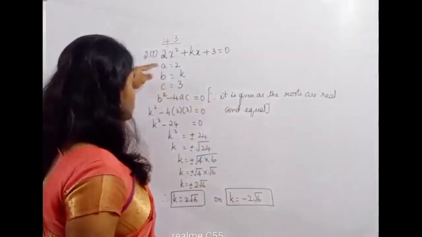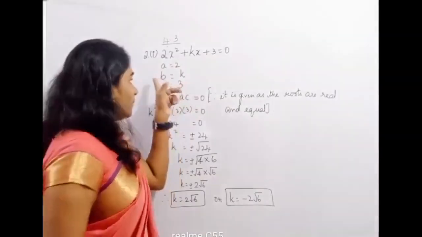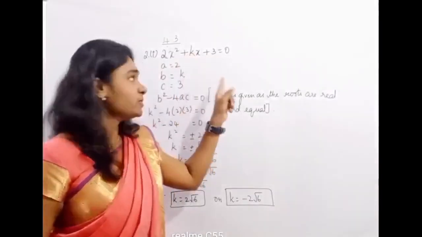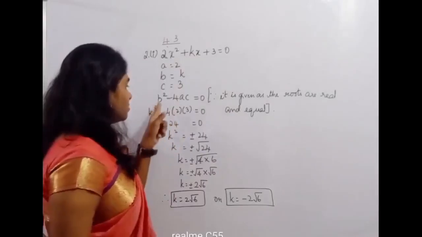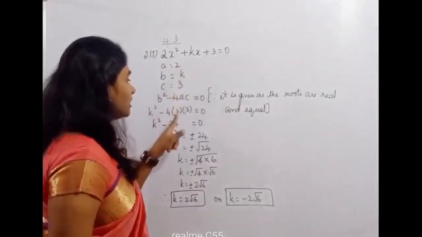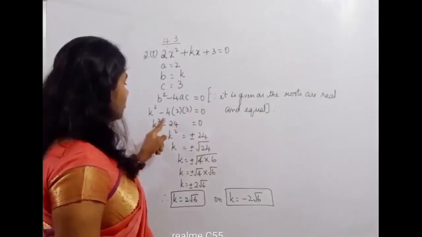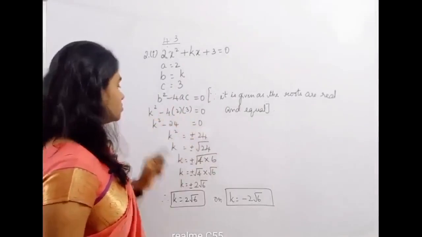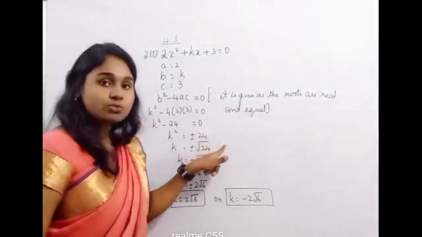Now getting the values of a, b, c from this equation, a is 2, right? b is k. Why is it k? Because the coefficient of x is k here, and c is 3. So substituting a, b, c here, b square is k square minus 4 into a is 2 and c is 3 is equal to 0. Now k square minus 4 into 2, 8 threes are 24, equal to 0. So therefore k square is equal to 0 plus 24, isn't it?